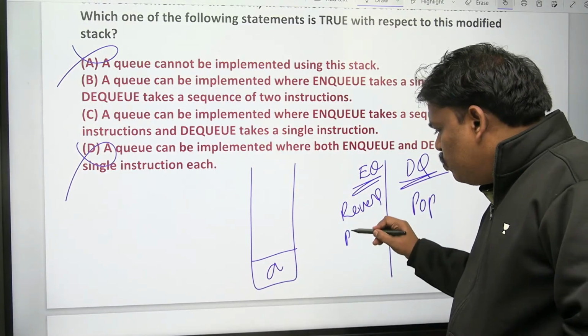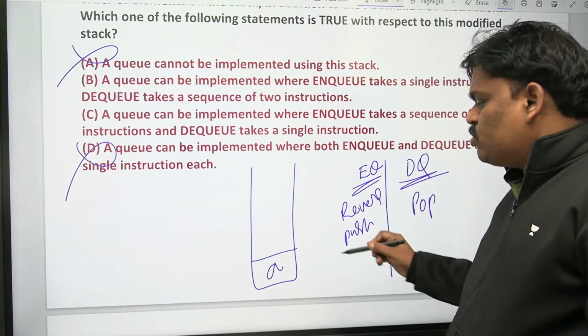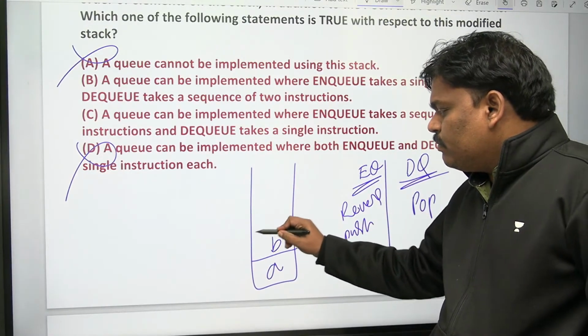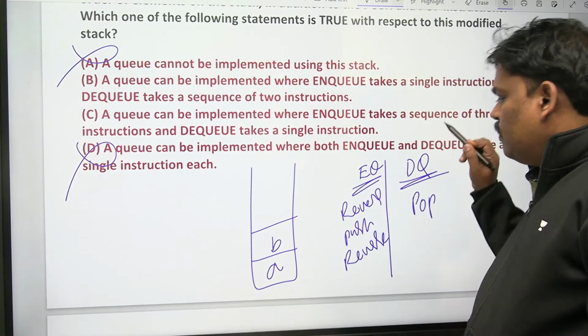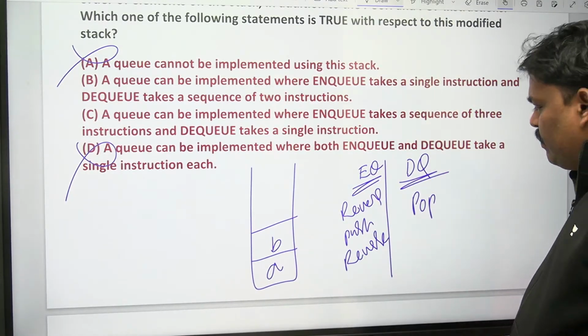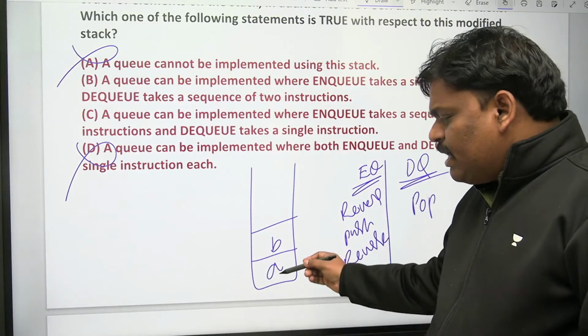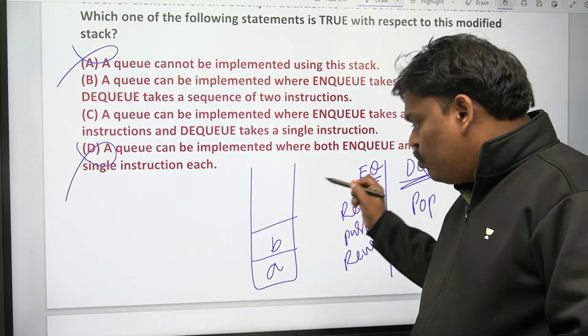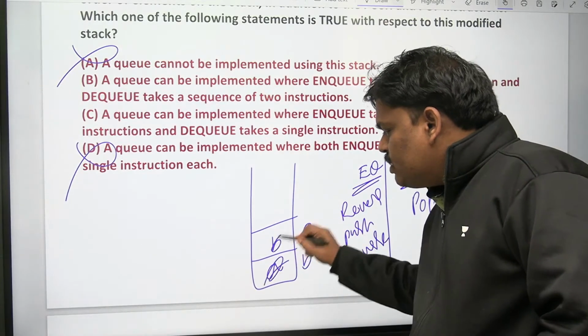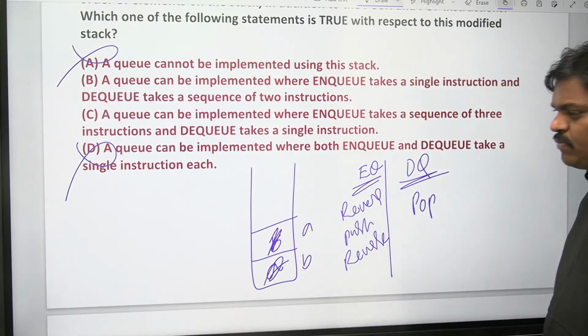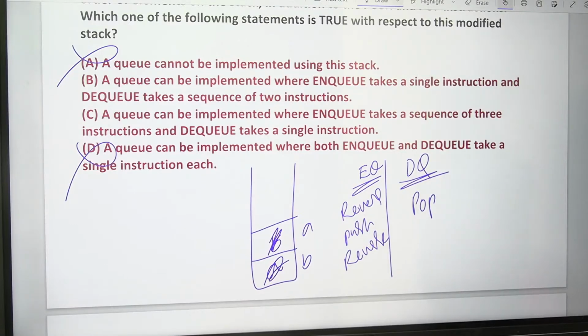After the first reverse, afterwards push B. Then I kept B. Again reverse, two reverses are required. First A is there, reverse is A only. Afterwards push B. Afterwards reverse. Then it became BA. If you want, you can check the top of the stack, which is always the first element. If you say DQ, pop, then A will come.